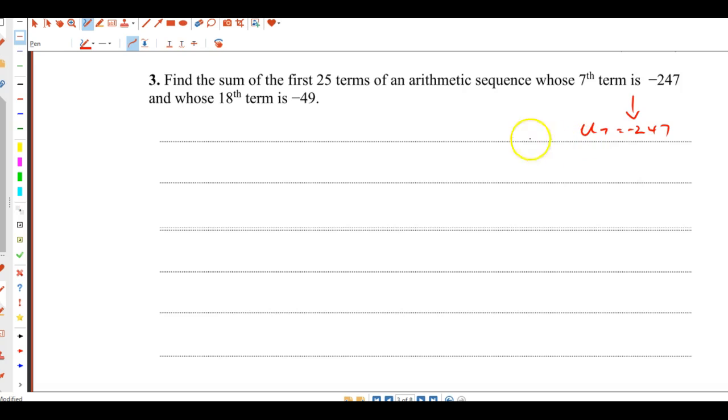This is an arithmetic sequence. So how does this look? Minus 247 equals U1. I don't know what U1 is.